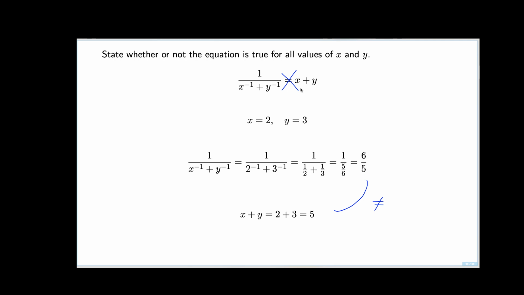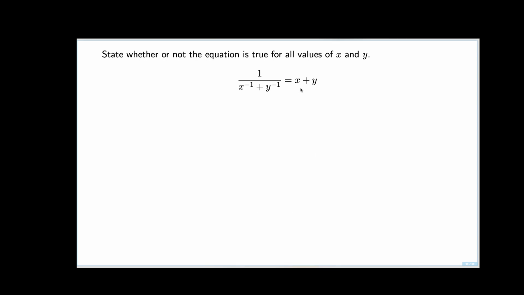Now, to be complete, let's go ahead and just evaluate this more analytically. So let's go ahead and start with that left-hand side. What is 1 over x to the minus 1 plus y to the minus 1? Well, as we said, x to the minus 1, that just means 1 over x. And y to the minus 1 is 1 over y. Like we did with our numbers, let's combine those fractions. To do that, we need a common denominator, which in this case will be xy.